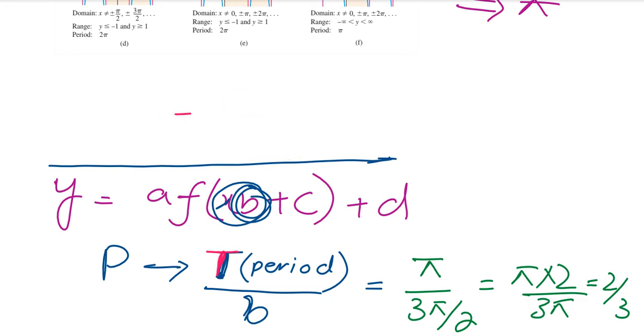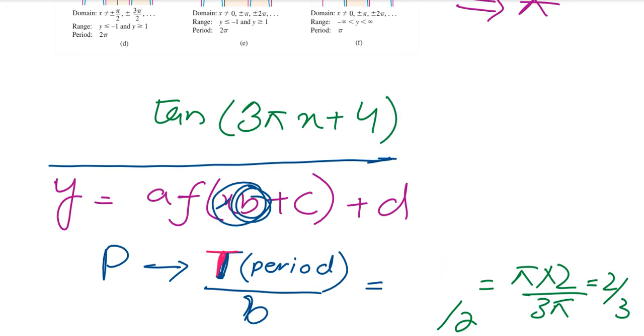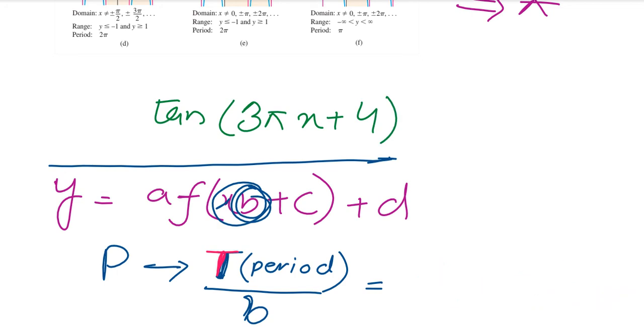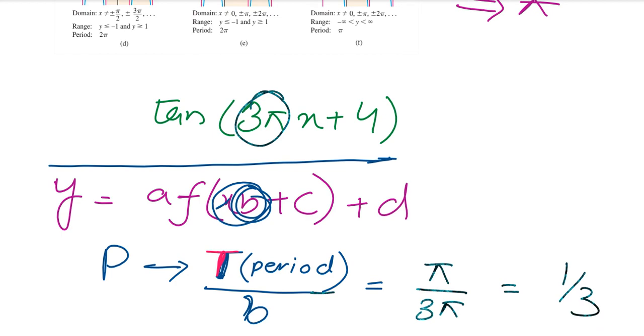Similarly, let's check out another example. Tan 3 pi x plus 4, let's say. Again, we have to see only the value of b, that is 3 pi. And we already know the basic period of tan x, which is pi, and b is 3 pi. So we get the period that is 1/3. So in this way, we can find the period of any trigonometric function.